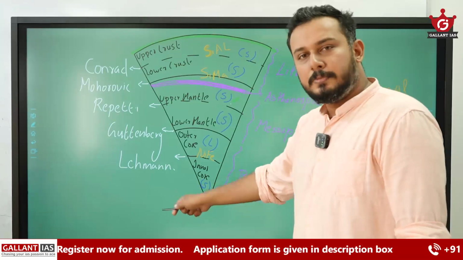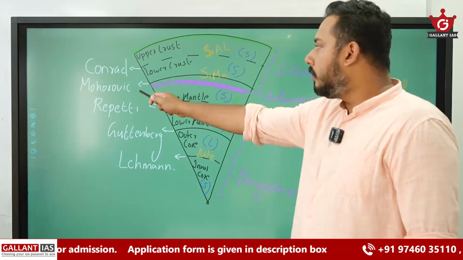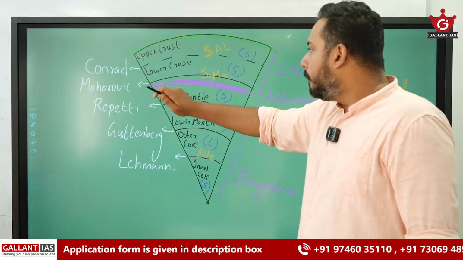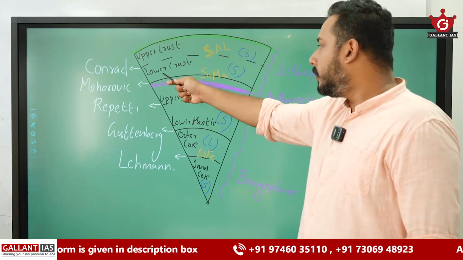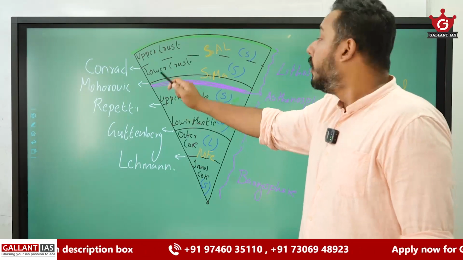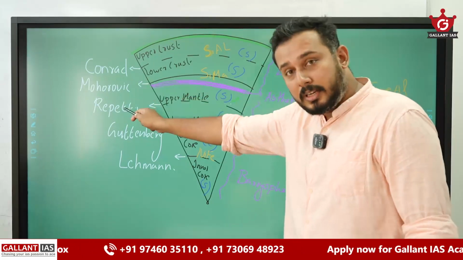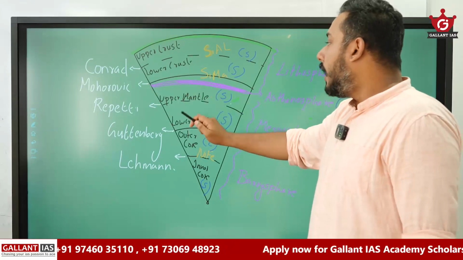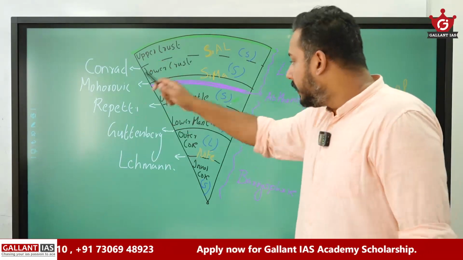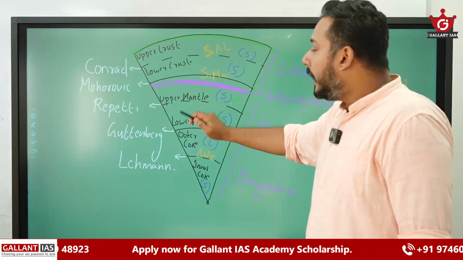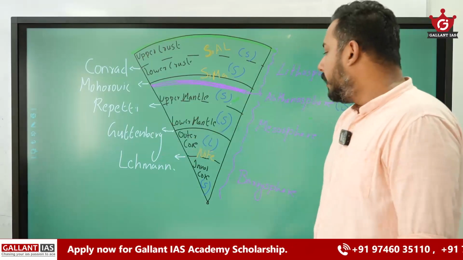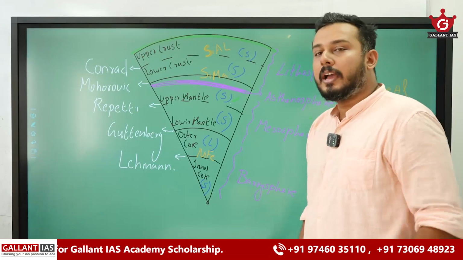Then we have discontinuities between these layers. Between upper crust and lower crust, we have the Conrad discontinuity. Between lower crust and upper mantle, or between crust and mantle, we have the Mohorovicic discontinuity. Between upper mantle and lower mantle, we have Repetti. Between lower mantle and outer core, or between mantle and core, we have Gutenberg. Between outer core and inner core, we have Lehmann.